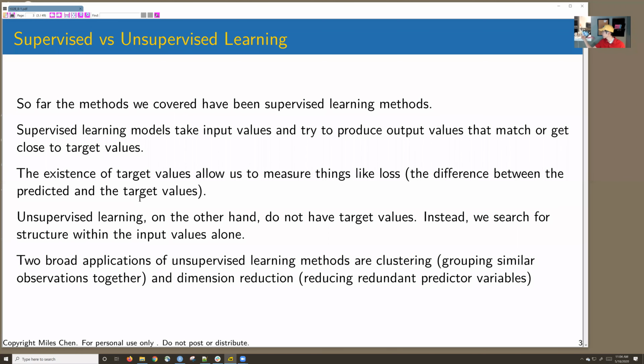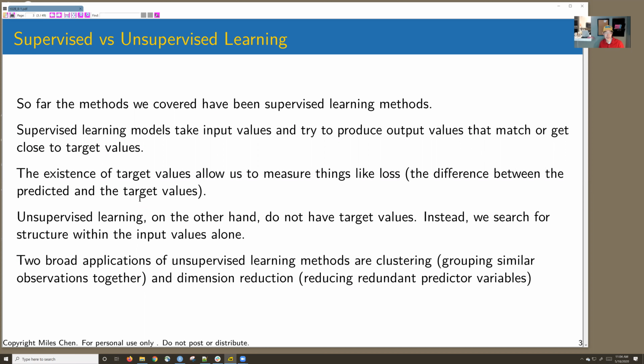We want to minimize the difference between our predicted and target value. That's measured with a loss function, and we try to optimize the loss function so it's as small as possible. And that guides the training of our model.